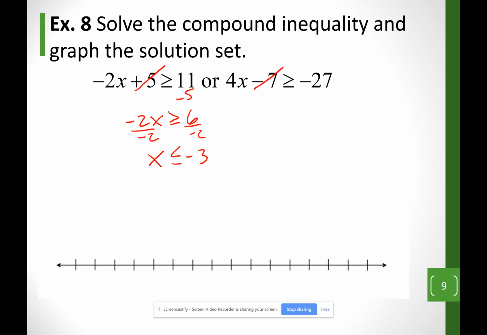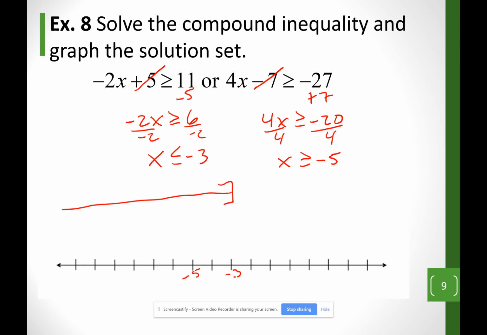Now looking at this other one, let me add 7. So 4x is greater than or equal to negative 20. Let me divide by a positive 4. So x is greater than or equal to negative 5. My key numbers here, let me label this as negative 5 and negative 3. My first inequality says from negative 3, you go towards the left. The second inequality says from negative 5, I go towards the right.